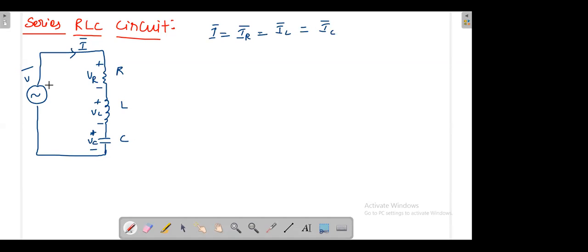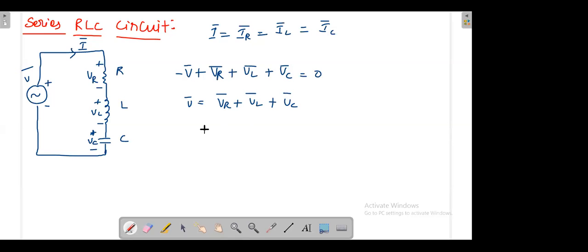Once you apply the KVL, this is plus and minus. Then minus V bar plus VR plus VL plus VC is equal to 0, or otherwise V is equal to VR plus VL plus VC. And you know VL and VC will have some imaginary term, because VR will not have any imaginary term in general.